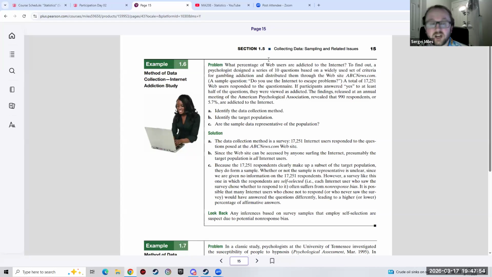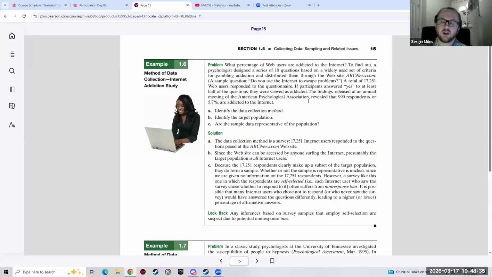But part of the challenge with statistics is that we have to ask these sort of questions. Well, is there a possibility for bias? Can we imagine that there might be some kind of bias occurring, even if the question doesn't tell us that? All right. So we continue reading. If participants answered yes to at least half of the questions, then according to this questionnaire from the psychologist, this would label them as a possible addict. The findings released at an annual meeting of the American Psychological Association revealed that 990 respondents, or 5.7%, are addicted to the internet.